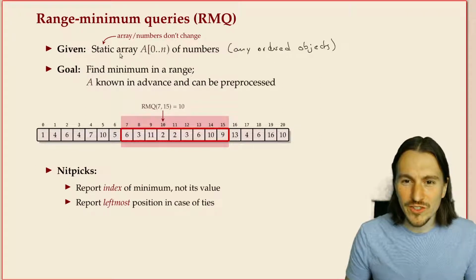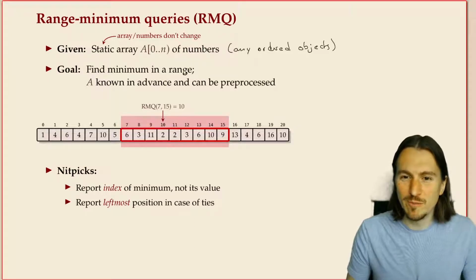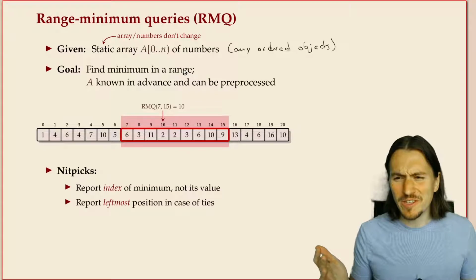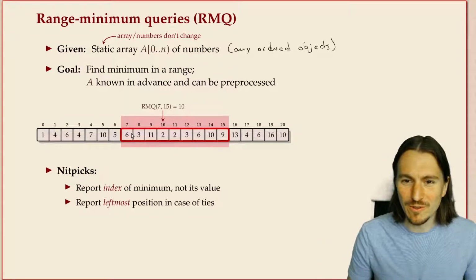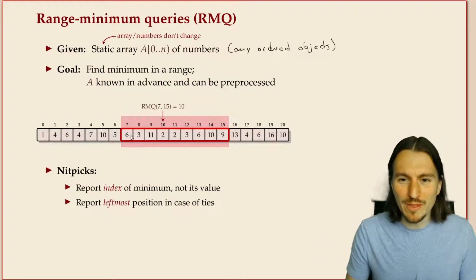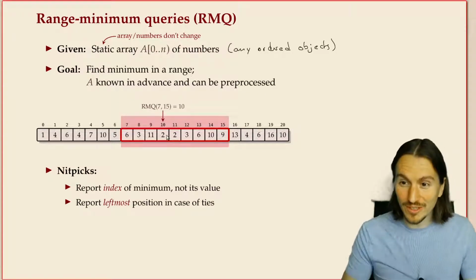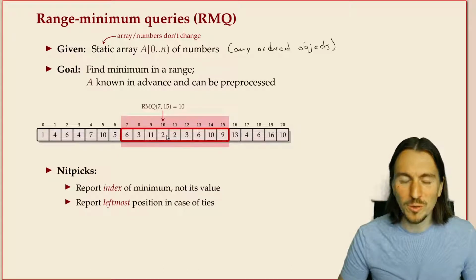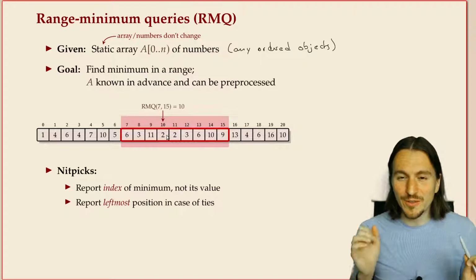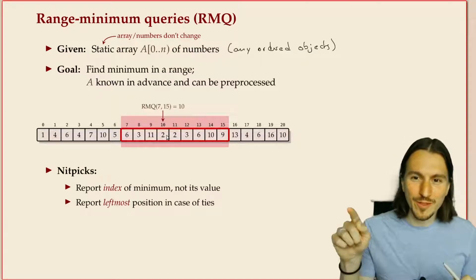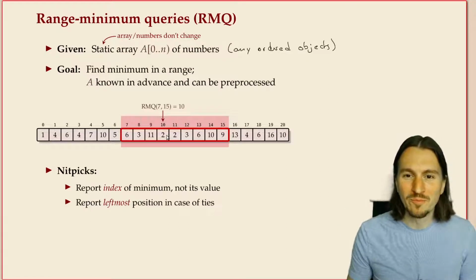The array is static, so that means it doesn't change. And the goal is to find the minimum in a range. It's a very, very simple question. Here's a range in an array, and you can find the minimum. Well, you just walk through it, and you find 2 is actually smaller than all the others, or at least there's no strictly smaller one. This is trivial to do if you have the time to walk through the array.